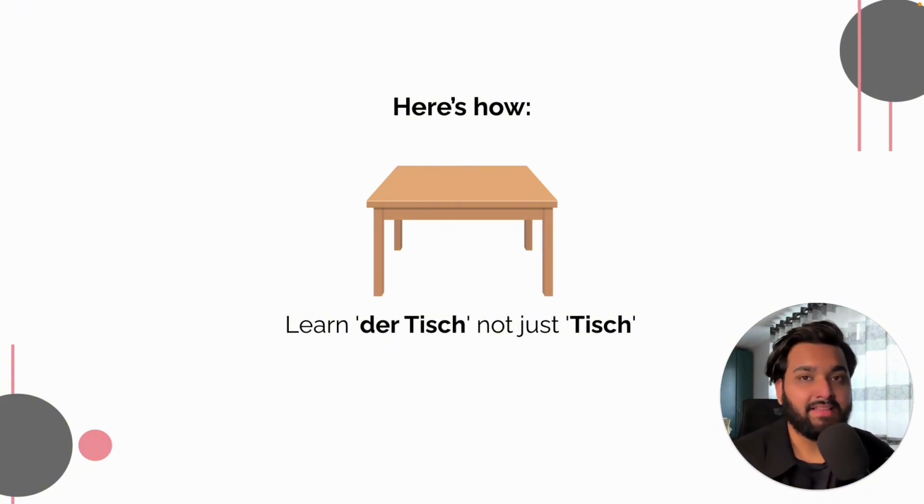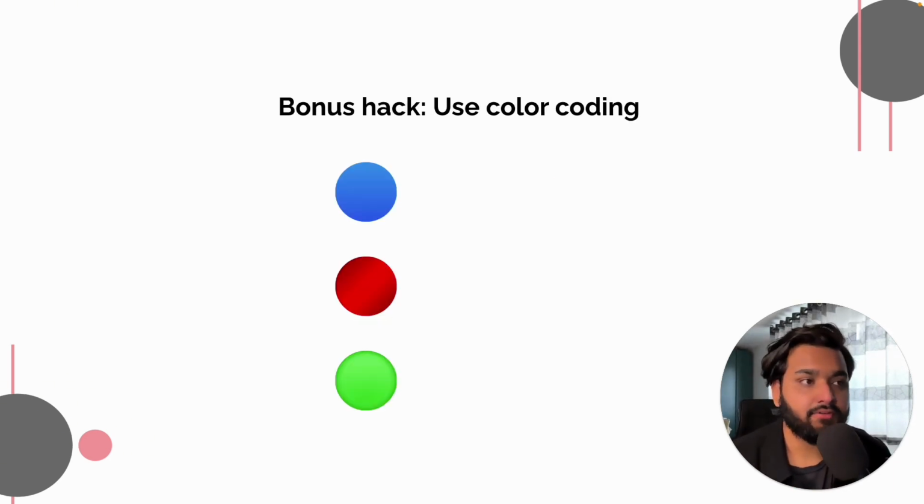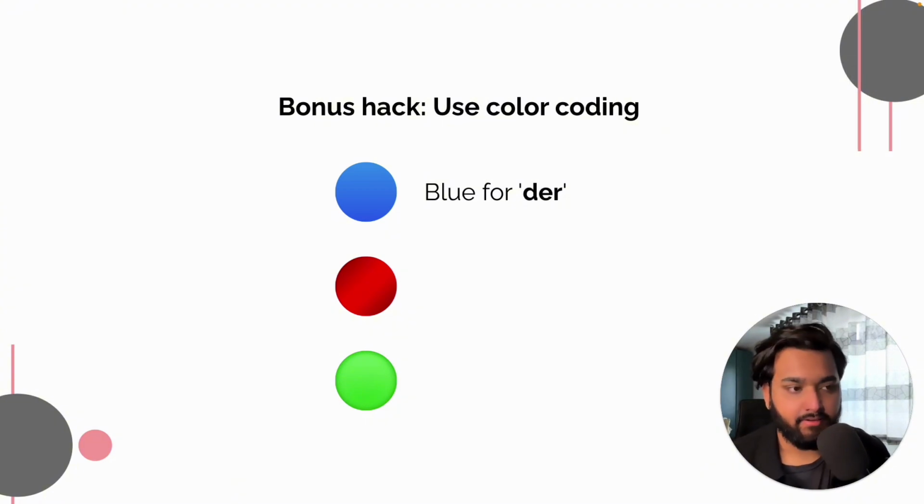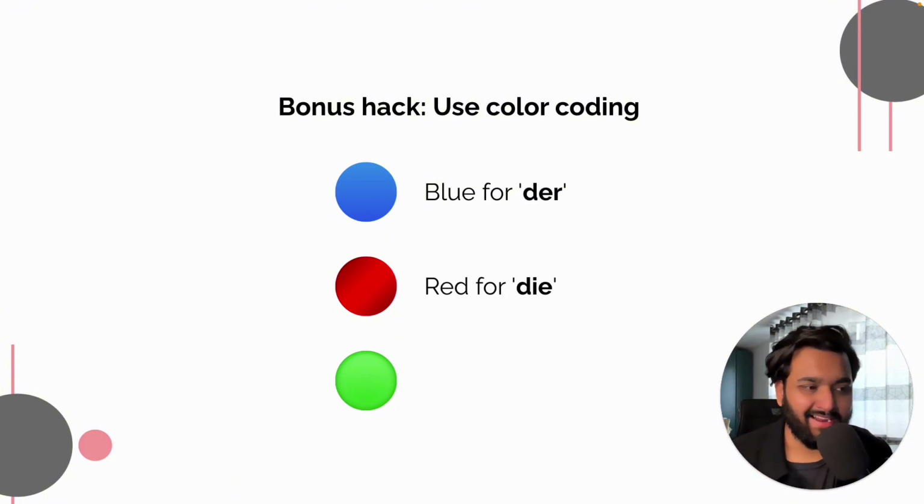Let's say you are learning cat in German. How do you say cat? You say Katze. So instead of learning only Katze, you will learn die Katze, okay? Die Katze. Or let's say der Stuhl. Der Stuhl means the chair. And this is how you learn every German word with the article. And here's a bonus hack for you. Use color coding. For example, blue for der or the masculine one, and red for the feminine one, and green for das or the neuter one.